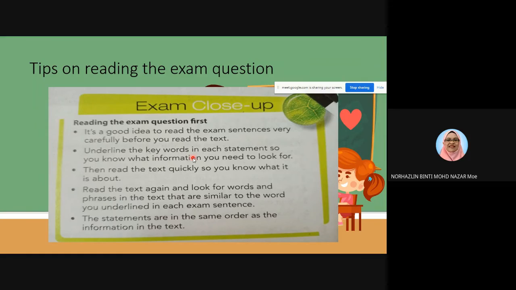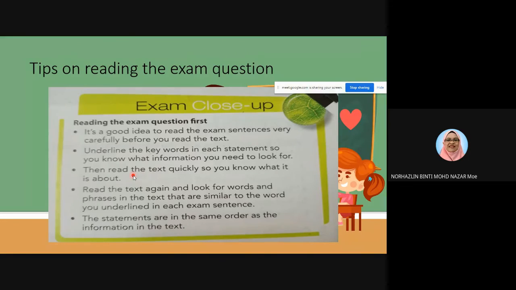Underline the keywords ni garis setiap kata kunci. Okay, so you know what information you need to look for. Okay, you don't underline all the words. Jangan garis semua, bukan semua penting. Only important words. Okay, then read the text quickly so you know what is it about. Okay, yang tak faham ulang. You read again the text. Okay, sekali, dua kali, tiga kali. But make sure don't go beyond 1 hour and 15 minutes lah.